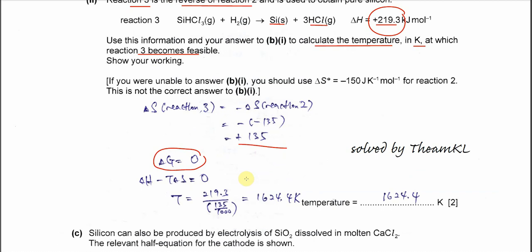After that, substitute the enthalpy and the entropy values here. Make sure you convert the entropy to kilojoule per mole, 135 over 1000, so it goes from joule per Kelvin per mole to kilojoule per Kelvin per mole. Then you will get 1624.4 Kelvin. So this is the temperature that is needed to calculate the temperature at which the reaction becomes feasible.